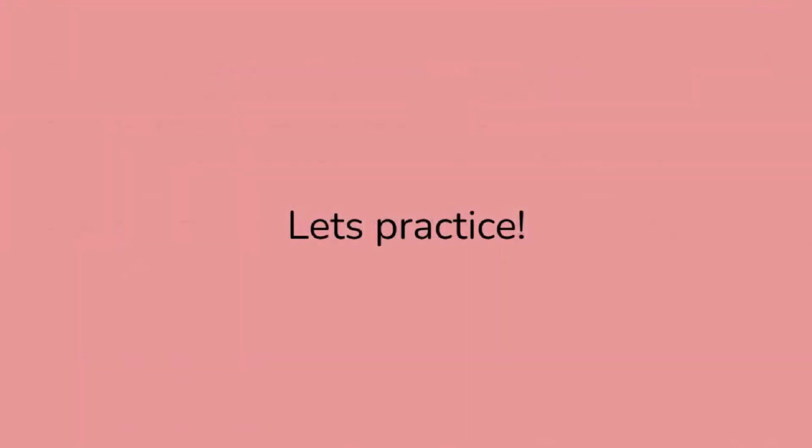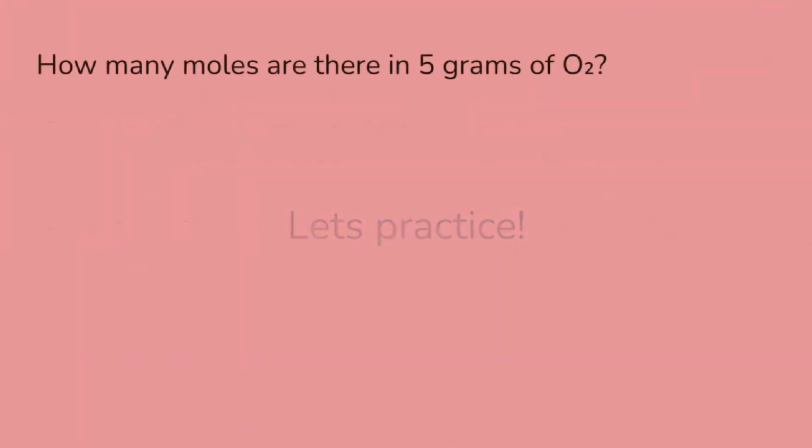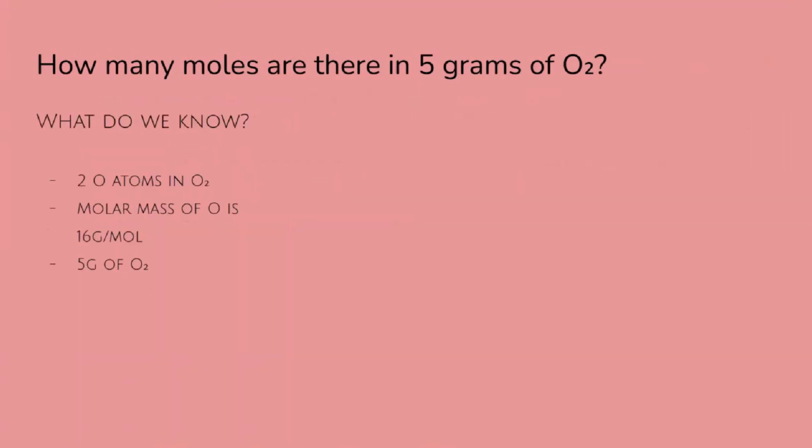How many moles are there in 5 grams of O2? Once again, we're going to start off with what we know. We know that there's 2 oxygen atoms in O2. We know that the molar mass of oxygen is 16 grams per mole. And we know there's 5 grams of O2. So, let's take a look at our key equations.